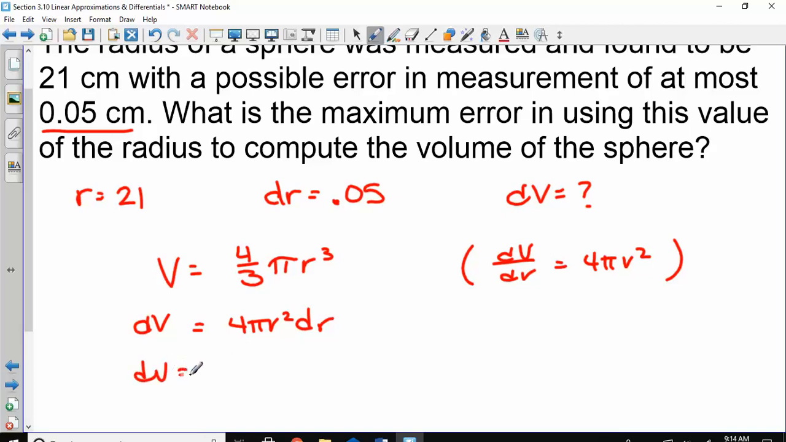So now we plug in. We don't know dV. My r is 5. No, it is not. It is 21. I don't know where I got 5. So 4 pi times 21 squared. dr is 0.05. Let's just go ahead and put all of this in our calculator, including the pi.